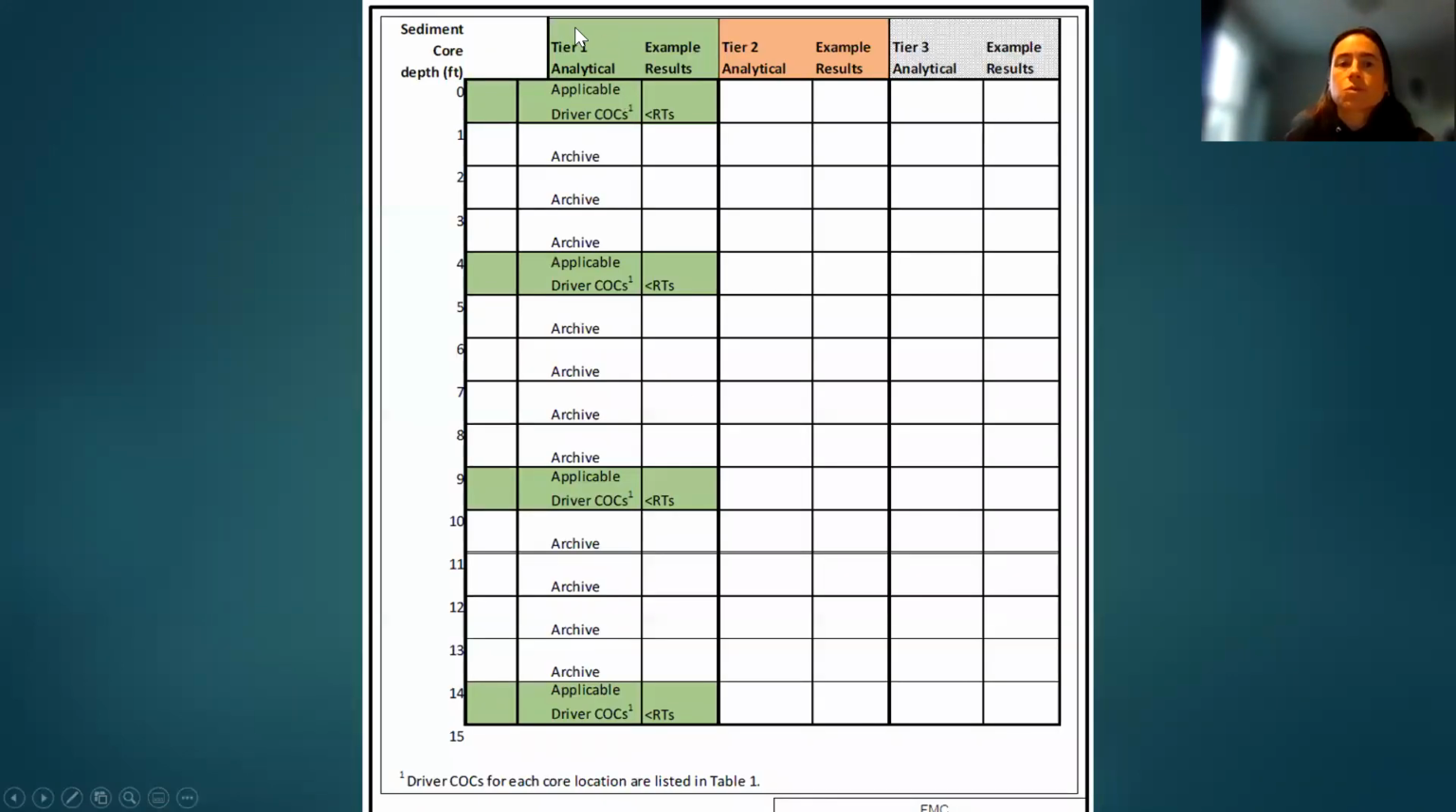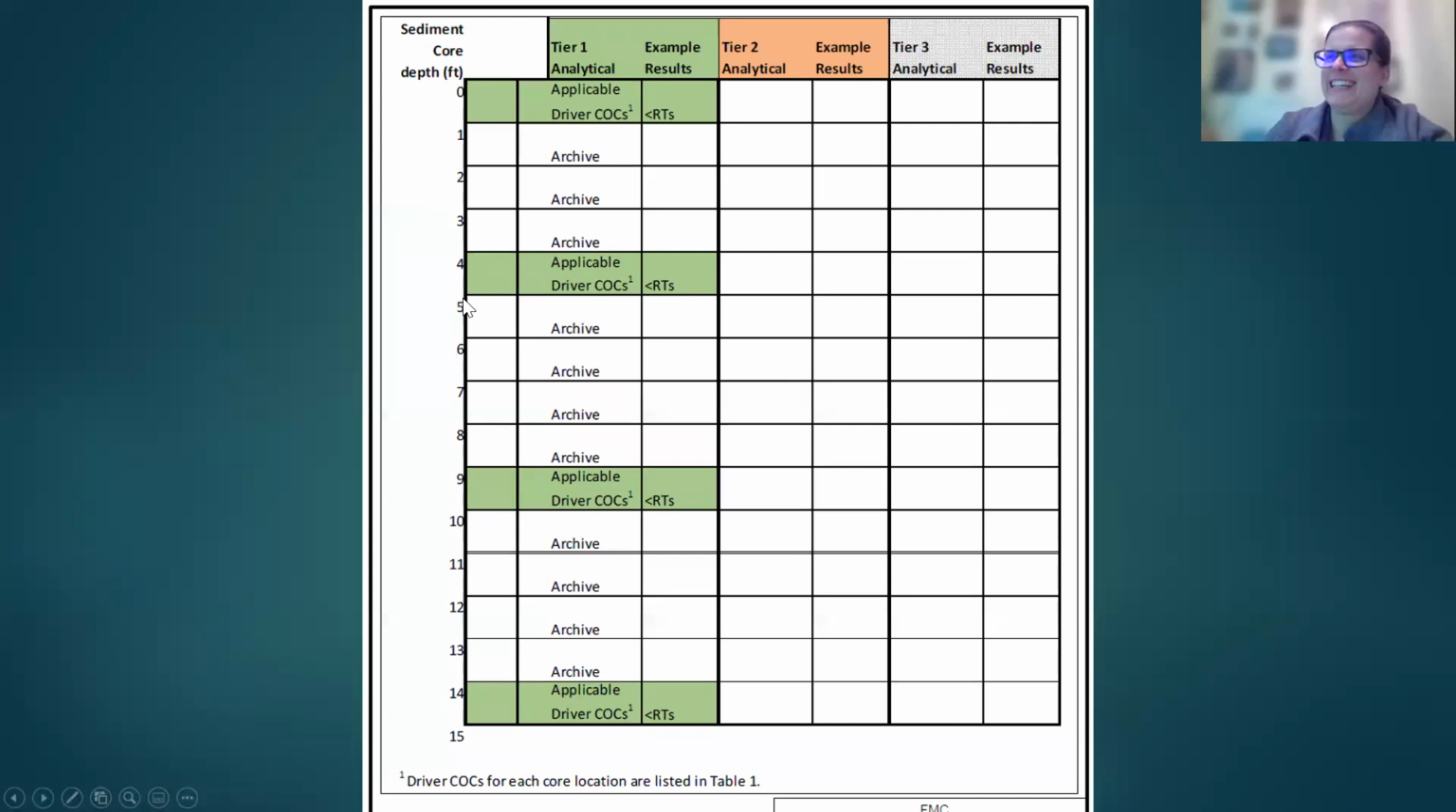So here's your visual. Imagine this core gets taken, right? A 15-foot core, and we selected at each foot of the core, we pulled that out and made that one interval. And so we sent 4 of those intervals off to the lab as part of tier 1: the 0 to 1 foot horizon, the 4 to 5 foot horizon, Laura's going to do it with her cursor, then the 9 to 10 foot horizon and the 14 to 15 foot horizon.